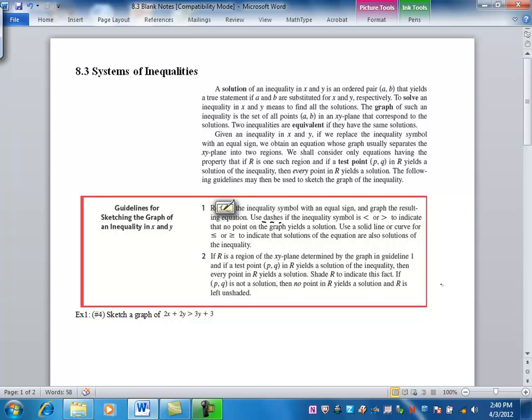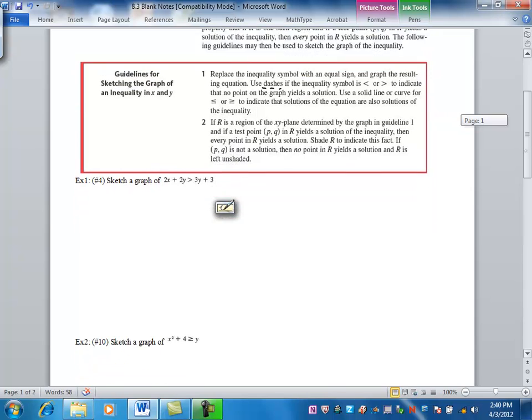If R is a region of the xy plane determined by the graph in the guideline above, and if a test point (p, q) in this region yields a solution of the inequality, then every point in that region is going to be a solution. And we'll see what we mean by that as we go here.